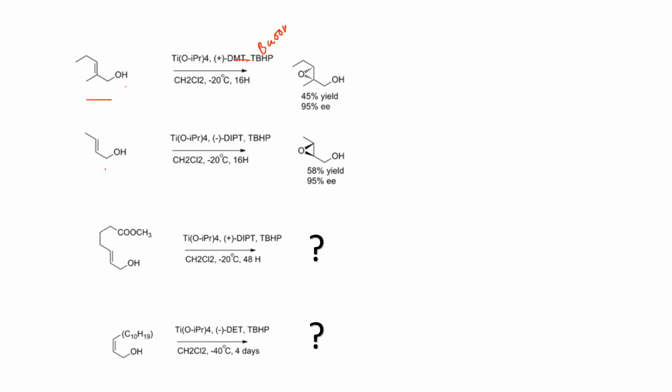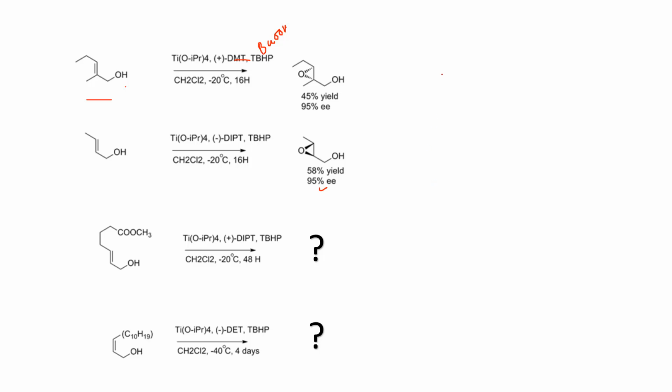Whereas in this case, when they use minus diisopropyl tartarate under the same condition, they got this above one as a major product. Now how can we determine when we will get this below product and when we will get this above one? So there is a trick.